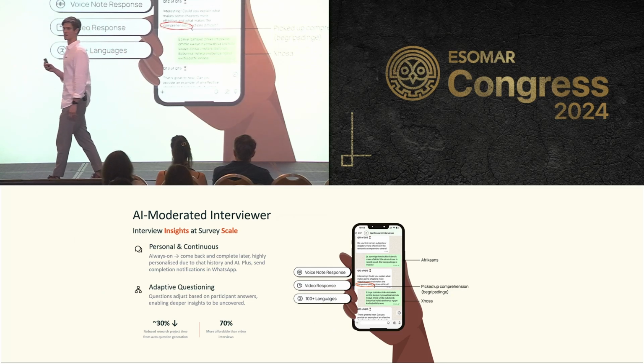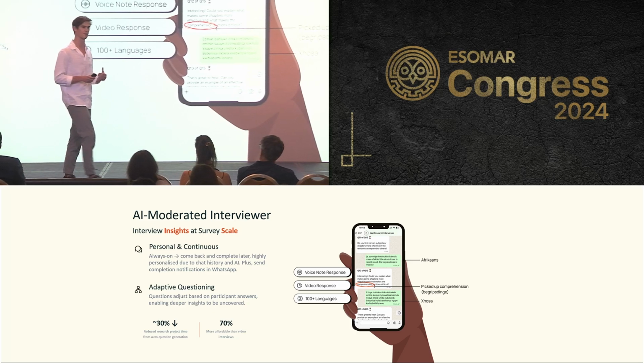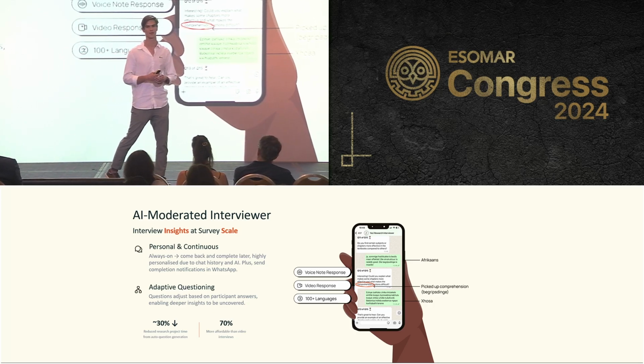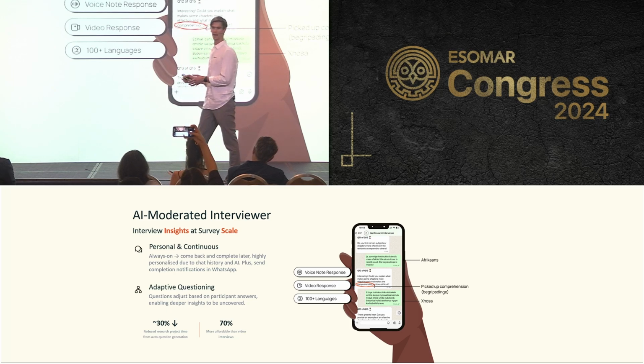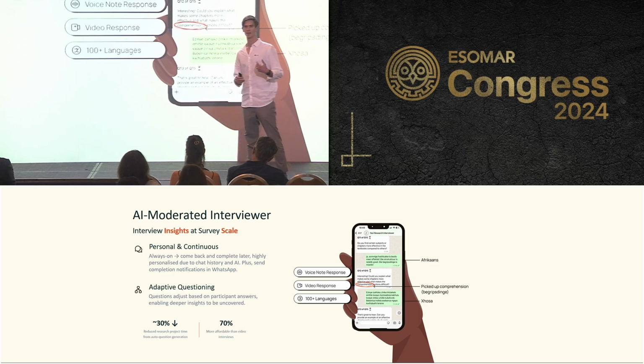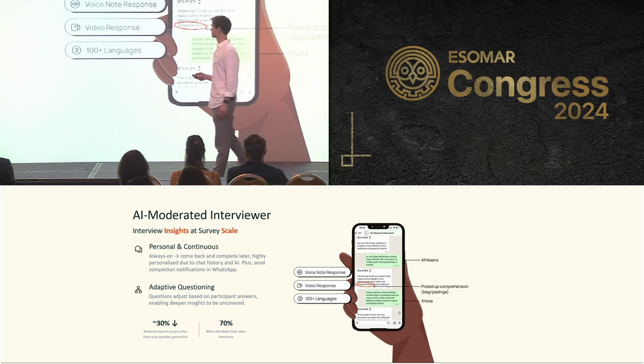Our AI-moderated interviewer is another very effective use of the channel, because people are so familiar with chatting on WhatsApp, what they're doing every day with their friends and family. This is now just an extension of the way that they're currently going about it. So an AI-moderated interviewer is essentially an adaptive question process where the AI will ask questions based on the answers given by the participant and the research objective.